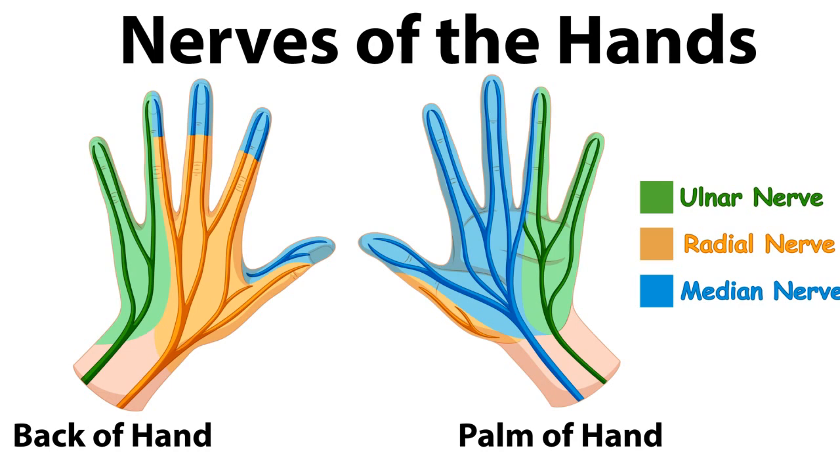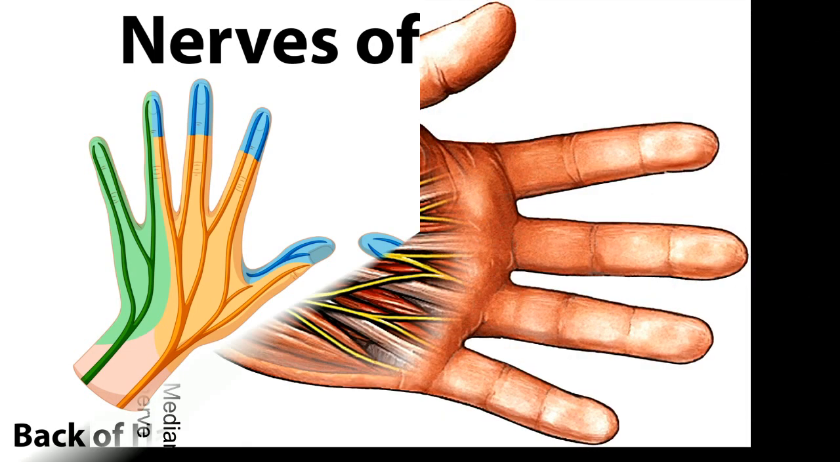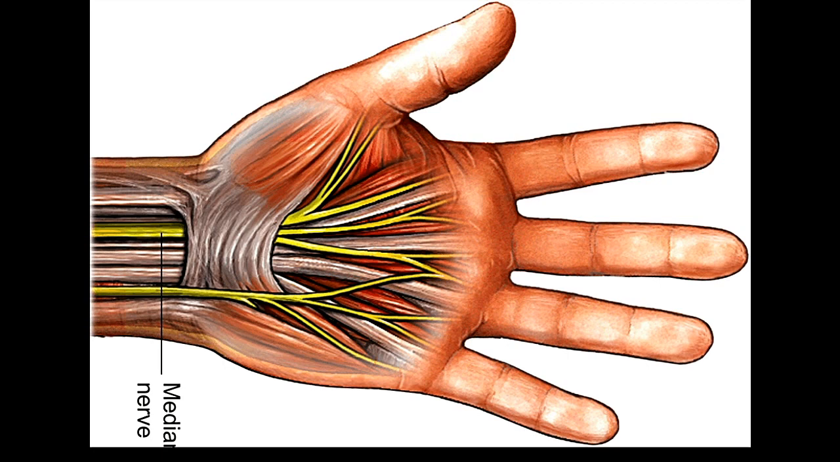Now, looking at the anatomy of the hand, there are three nerves which supply the hand. One of them is the ulnar nerve, the other one is the radial nerve, and the third one is the median nerve, which is actually responsible for carpal tunnel syndrome. Here in this diagram, you can see which parts of your hand are actually supplied by which nerve. So you can see here that the median nerve supplies the palmar aspect of your thumb, your index finger, your middle finger, and half of the ring finger.